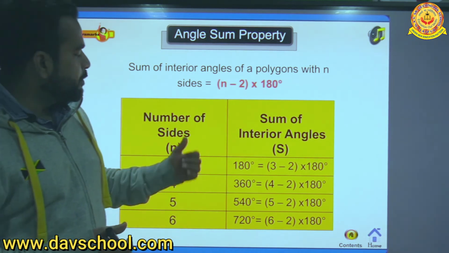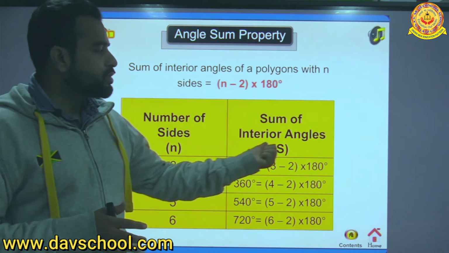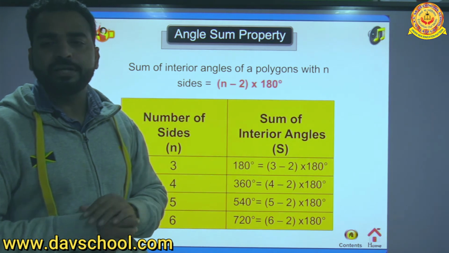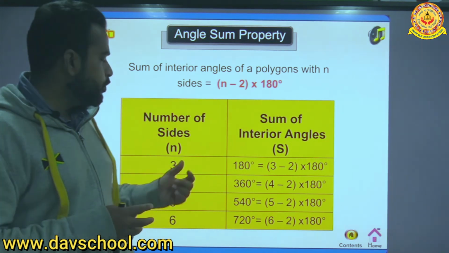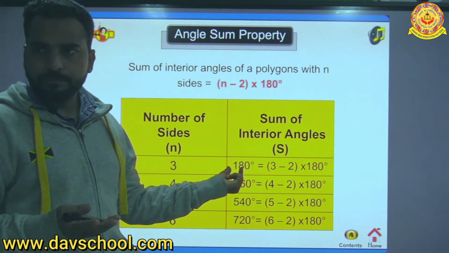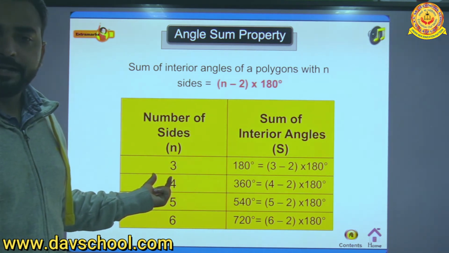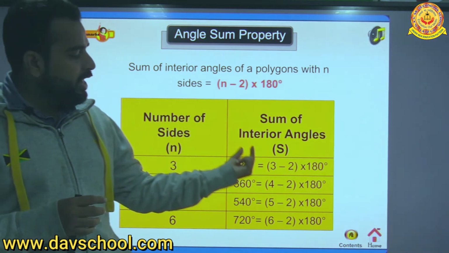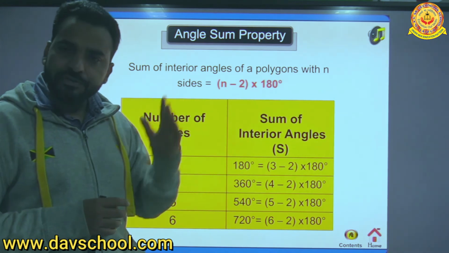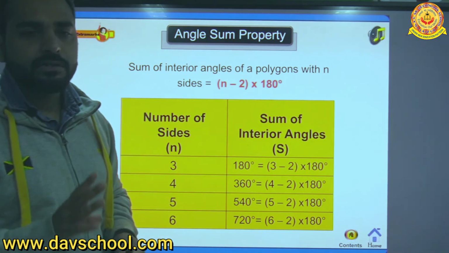Correct? For an example, if the number of sides is 3, that means we are talking about a triangle. So when we substitute the value of n by 3, 3 minus 2 is equal to 1, and 1 multiplied by 180 is equal to 180. So we know that in a triangle, the sum of all three angles will be 180. Similarly, when the number of sides is 4, we are talking about a quadrilateral. So when we replace n by 4, 4 minus 2 is 2, and 2 multiplied by 180 is equal to 360 degrees. So the angle sum of a quadrilateral is 360 degrees.